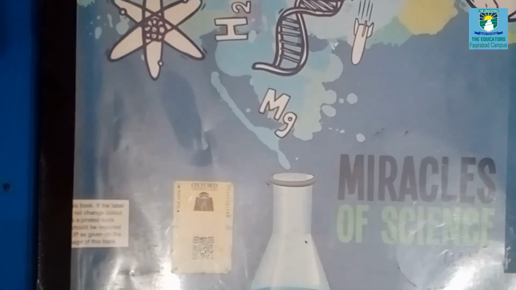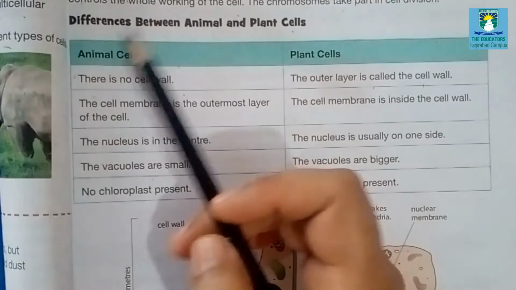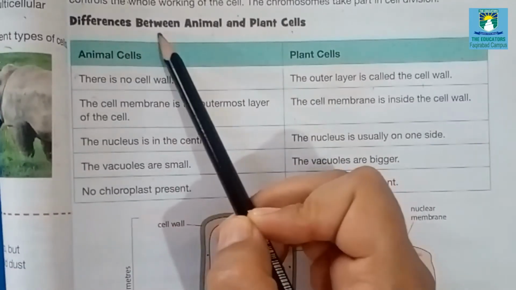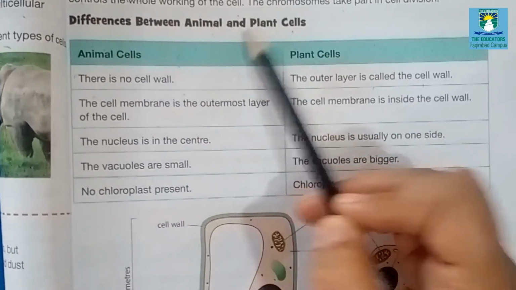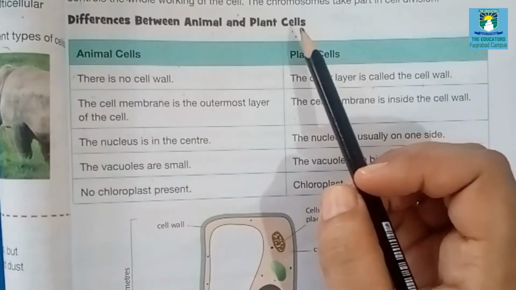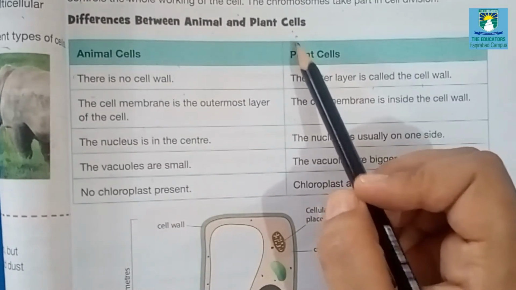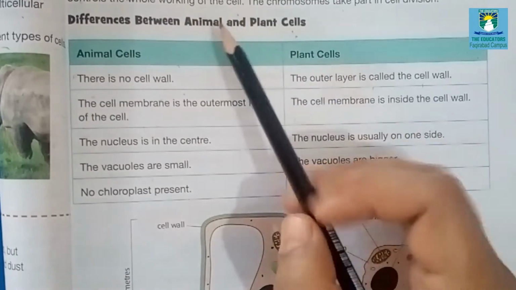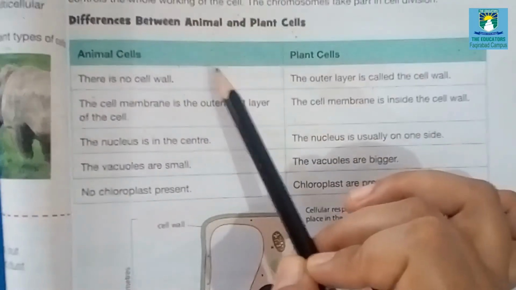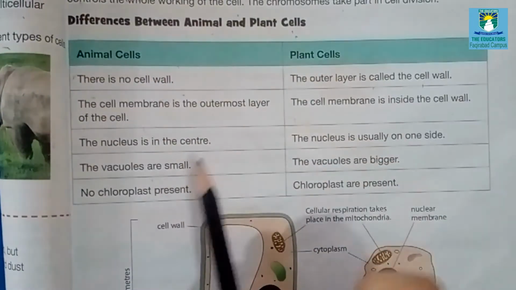Students, open your books, page number 5. Today our topic is difference between animal and plant cells. What are cells? Cells are actually the basic unit of life. Our life starts from a single cell. So in this topic we will study about the difference between animal cells and plant cells.